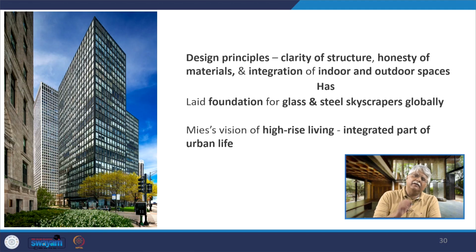The other buildings, the three buildings that we saw, the one major difference is also that they were all office buildings. Whether it was the Equitable building or the United Nations or the Lever House, they were all corporate. Primarily Lever House was a corporate office building. UN was an institutional building, Equitable building was again an office building, but Mies's vision here was of an apartment building, high-rise living integrated into the urban life.